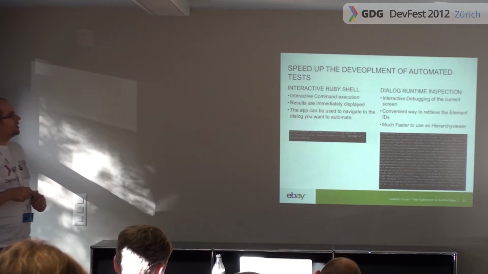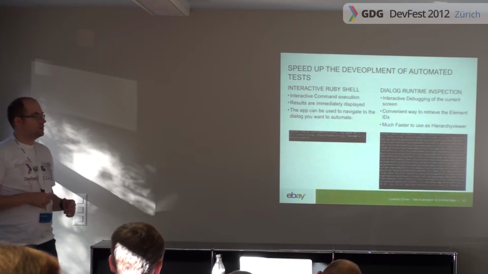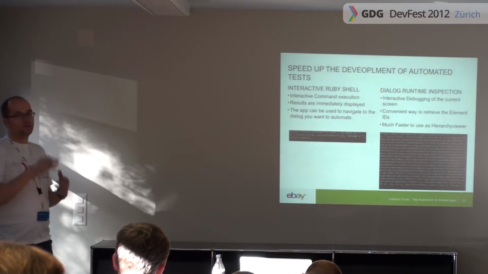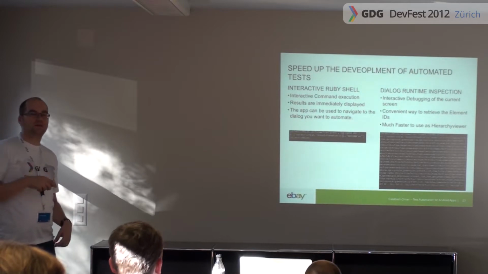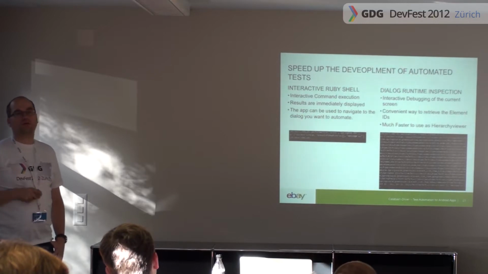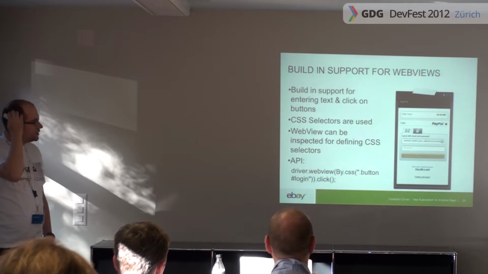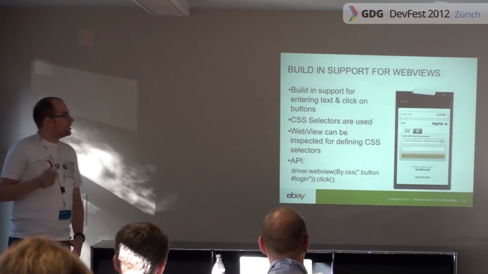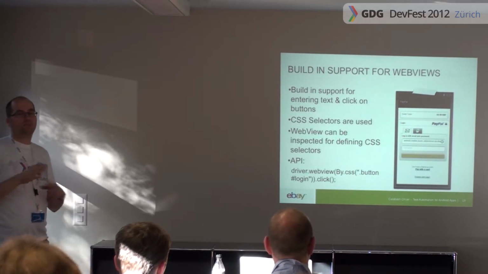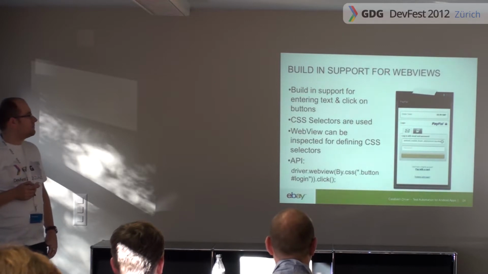The other thing that I've built is a kind of dialog runtime inspection. You can just enter a certain command, and then you get a basic structure of the current display elements. You get the text and also the native IDs that you can later use for the test automation. And as I already said, there's also built-in support for web views, which is there by default in Calabash Android and is also supported in calabash-driver.